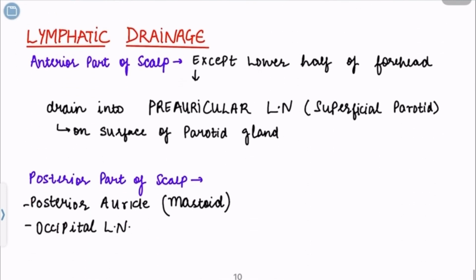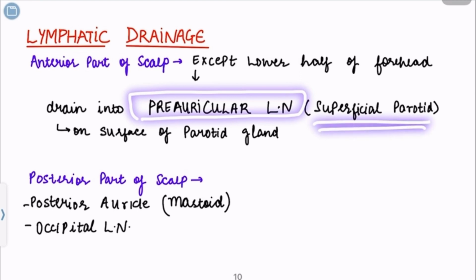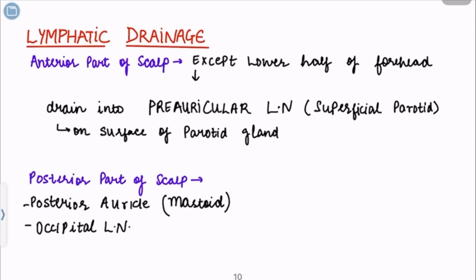Now let's see the last topic, that is the lymphatic drainage. The anterior part of scalp, except the lower half of the forehead, drains into the preauricular lymph node, which is the superficial parotid lymph node, which is on the surface of the parotid gland. And the posterior part of the scalp drains into the posterior auricular lymph node or the mastoid lymph nodes and the occipital lymph node. With this, scalp topic is over.